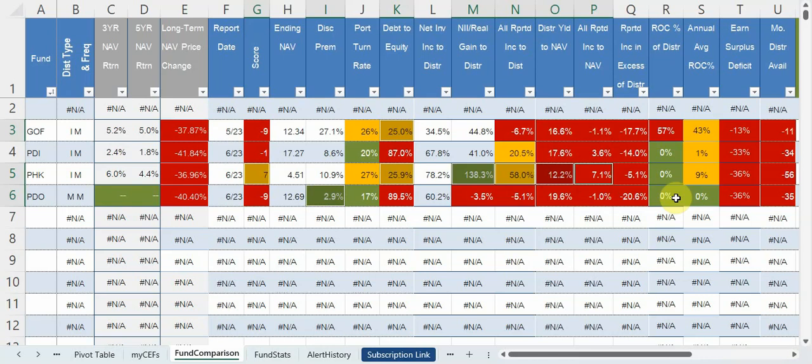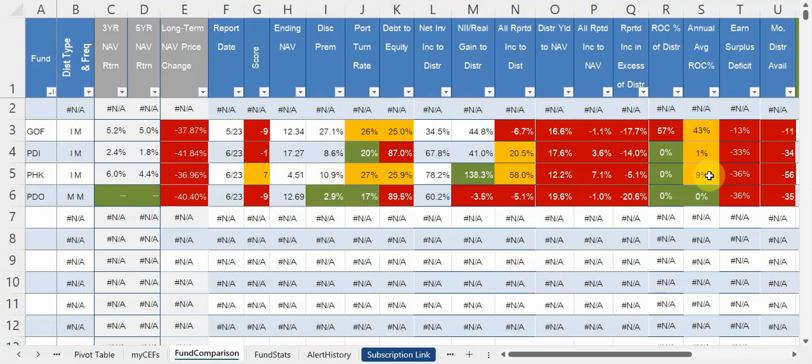The column next to it is the annual average return of capital percentage. And for GOF, it's still a very high 43% on average. Now, if a fund has a bad period, which all funds will at one point or another, being forced to pay a 57% or even a 100% return on capital percentage for the period could be tolerated. But consistently paying out huge sums of ROC year after year, you've got to wonder why that distribution isn't being cut yet.